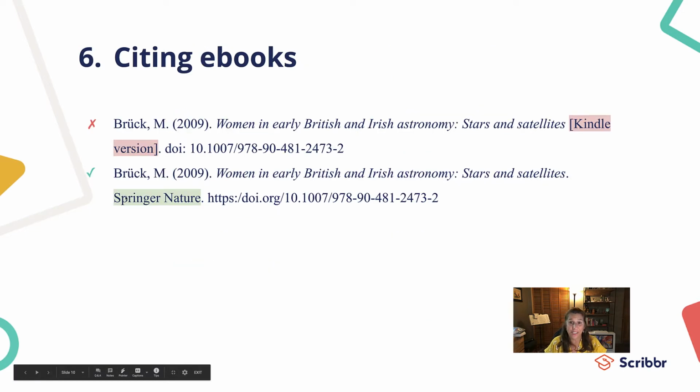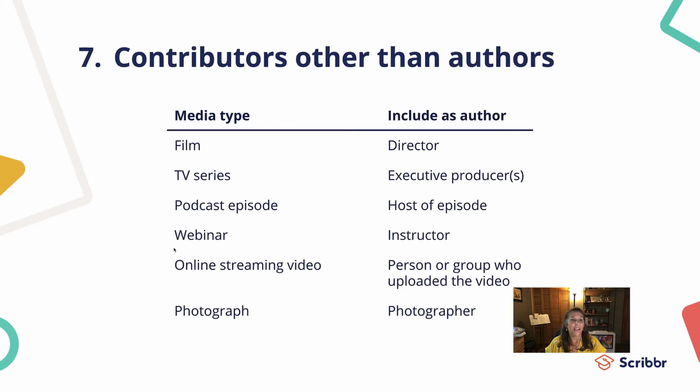Citing ebooks. So books online. Used to be that you cited the version. We're not going to do that anymore. Author, last name, title, publisher, and the DOI. That's all you need. That's an ebook. All right.